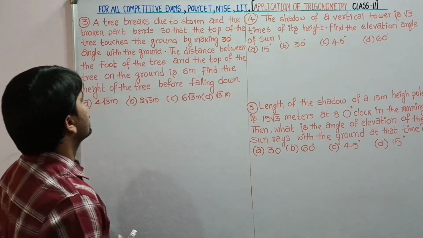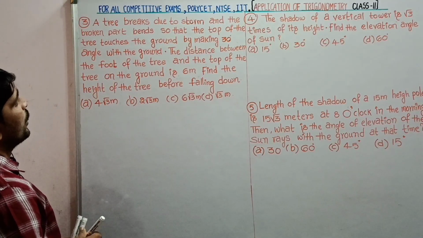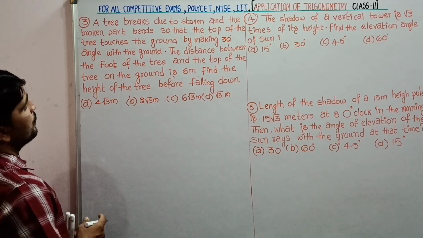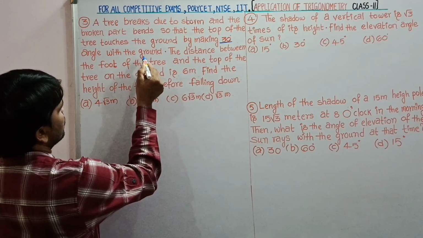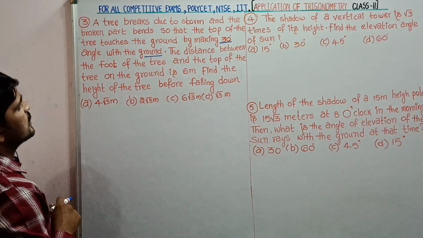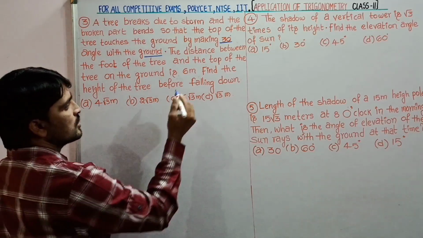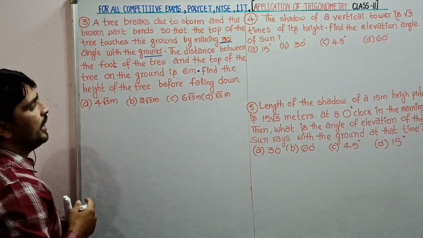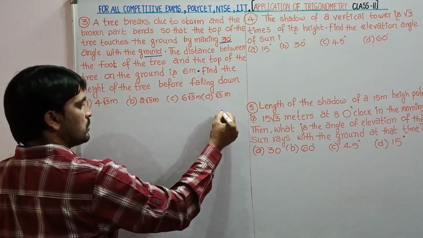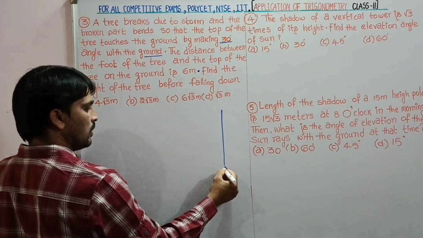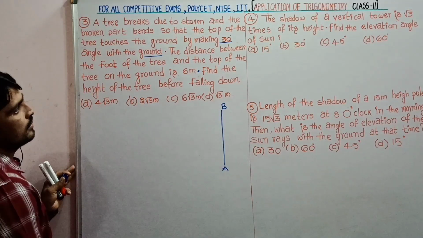Third question. A tree breaks due to storm and the broken part bends so that the top of the tree touches the ground by making 30-degree angle with the ground. The distance between the foot of the tree and the top of the tree on the ground is 6 meters. Find the height of the tree before falling down. Let us suppose AB is the height of the tree.